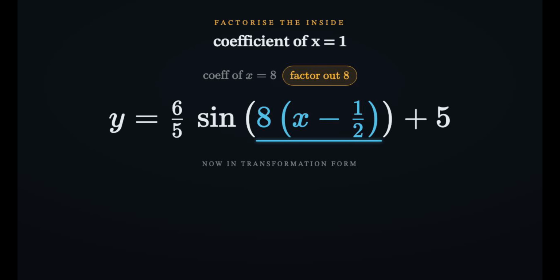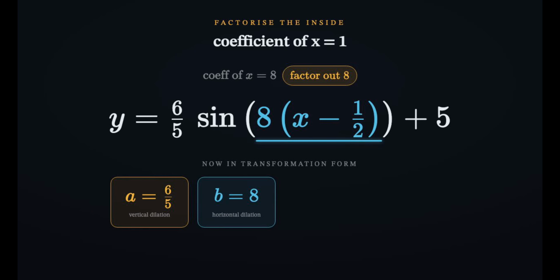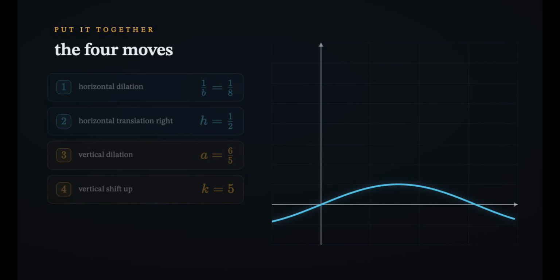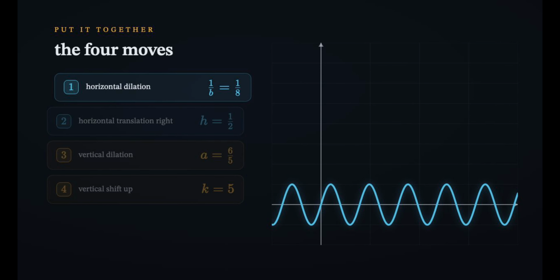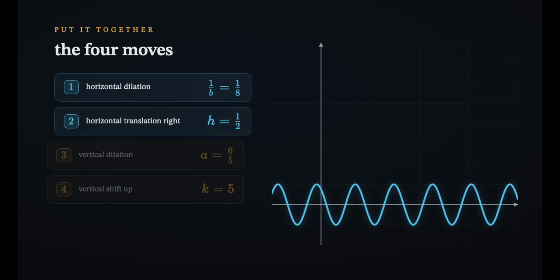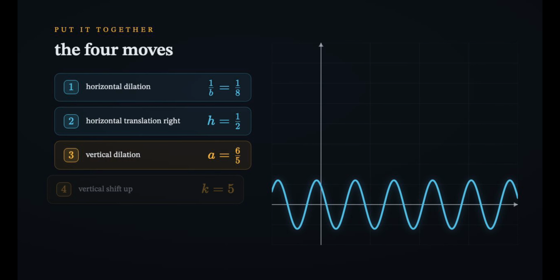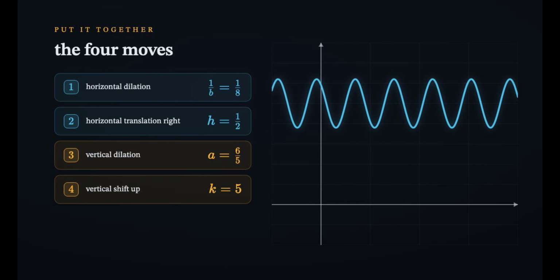Now our function is in transformation form, where a equals 6 over 5, b equals 8, h equals a half, and k equals 5. So we would do a horizontal dilation by 1 over 8, then a horizontal translation, a half to the right, then a vertical dilation, factor 6 over 5, and then a vertical shift up by 5.